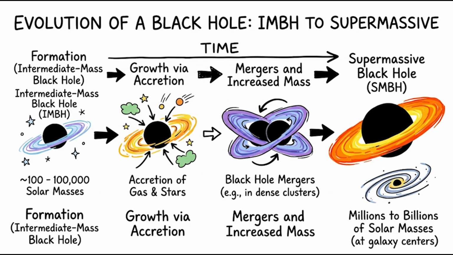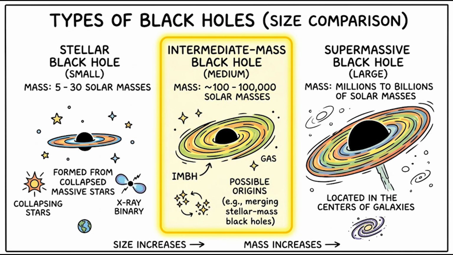These black holes might actually be the building blocks of supermassive black holes. Over billions of years, they could grow into the monsters sitting at the centers of galaxies. So intermediate mass black holes might be the missing link connecting small black holes and the giant ones. And figuring them out could help explain how galaxies formed in the first place.